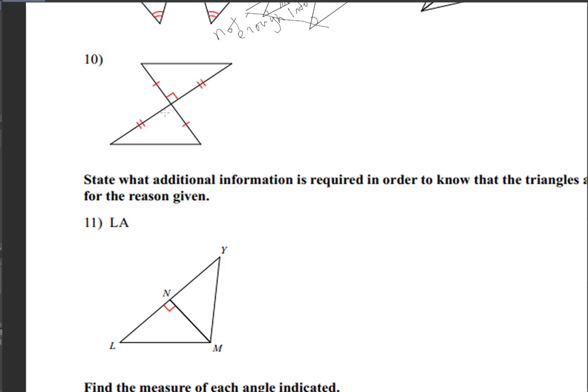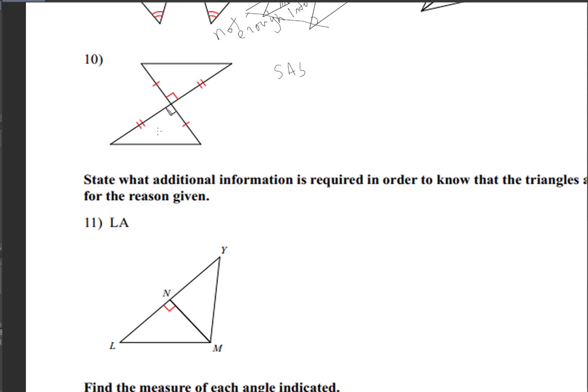Number 10 says that we're going to start with this one being a 90-degree angle. The reason I know that's a 90-degree angle is because these are a vertical pair, so that's congruent to that. Now what I have is a side, angle, side. And as you know, side, angle, side works, but it's going to have a different name because it's a right triangle.